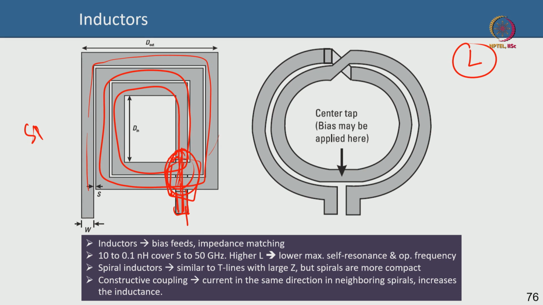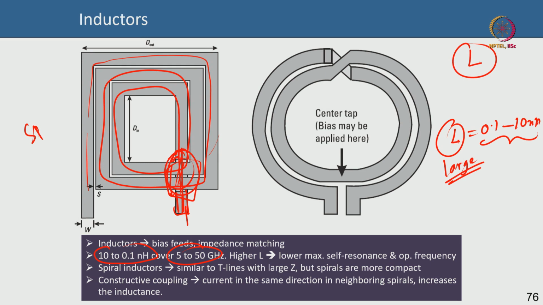So inductors are very essential for feeding biases or for impedance matching, and this is an important thing. For a 5 to 50 gigahertz frequency range, you can cover that with an inductor of value 0.1 to 10 nanohenry. These are the inductor values that you need to cover a frequency range of 5 to 50 gigahertz. Okay.